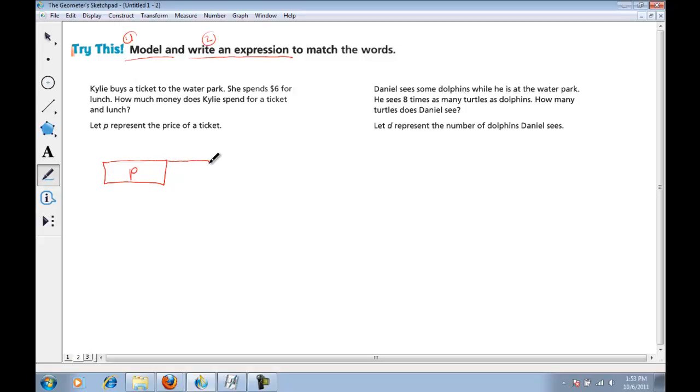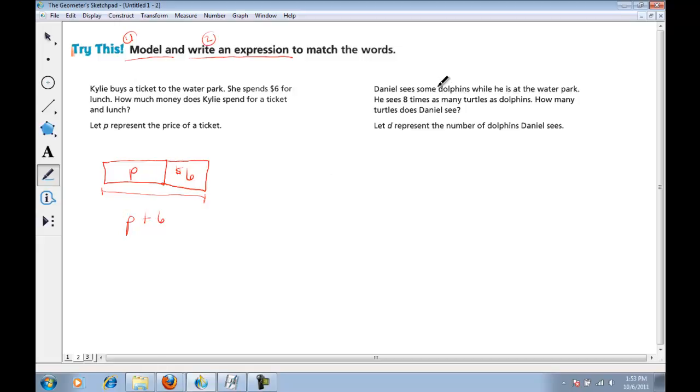And together with that is the $6 that she spends for lunch. So if I put these two values together, this amount here, from here to here, this total value, would tell me how much she spent for a ticket and lunch. And I could write that expression as P plus 6.